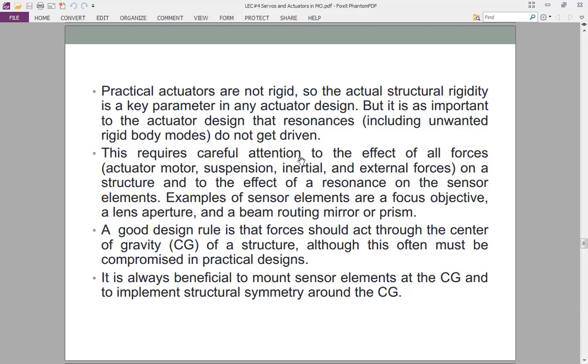So this requires careful attention to the effect of all forces, actuator motor, suspension, inertial and external forces, on a structure and to the effect of a resonance of the sensor. So a good design rule is that forces should act through the center of gravity of a structure. Although this is often compromised in practical designs. I think this one is already explained, that it should be positioned in such a way that gravity acts on it symmetrically. We don't want to have it vertical so that the gravity will add weight on one side and leave the other.